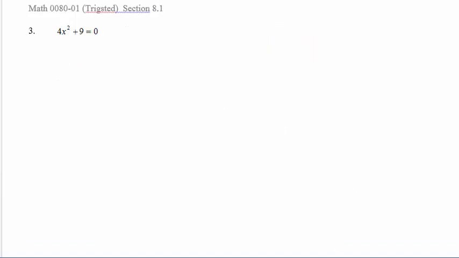Okay, so now we're going to step it up a little bit. Now we have to do more than just divide to isolate the radical. I have to subtract a 9 from both sides of the equation first to isolate what's being squared. So I have 4x squared equals negative 9.